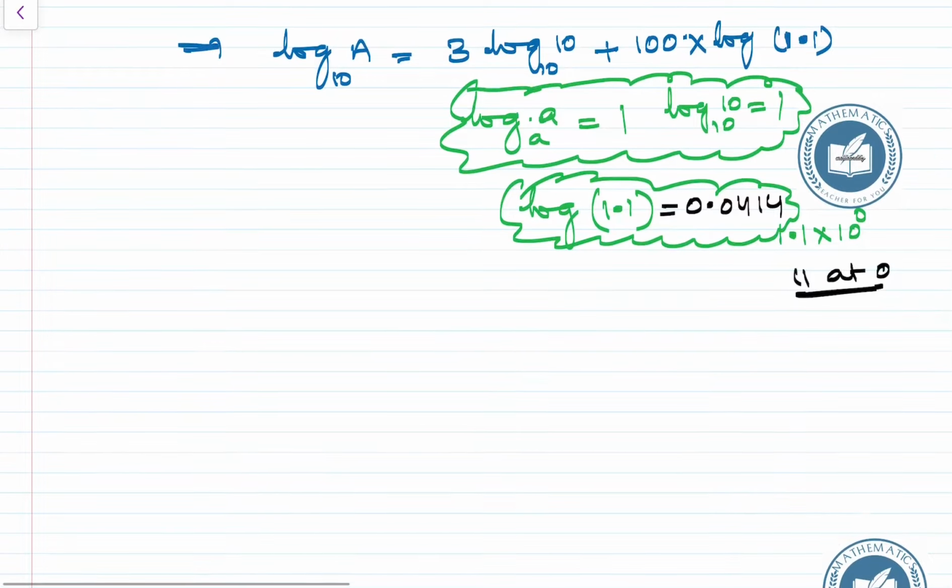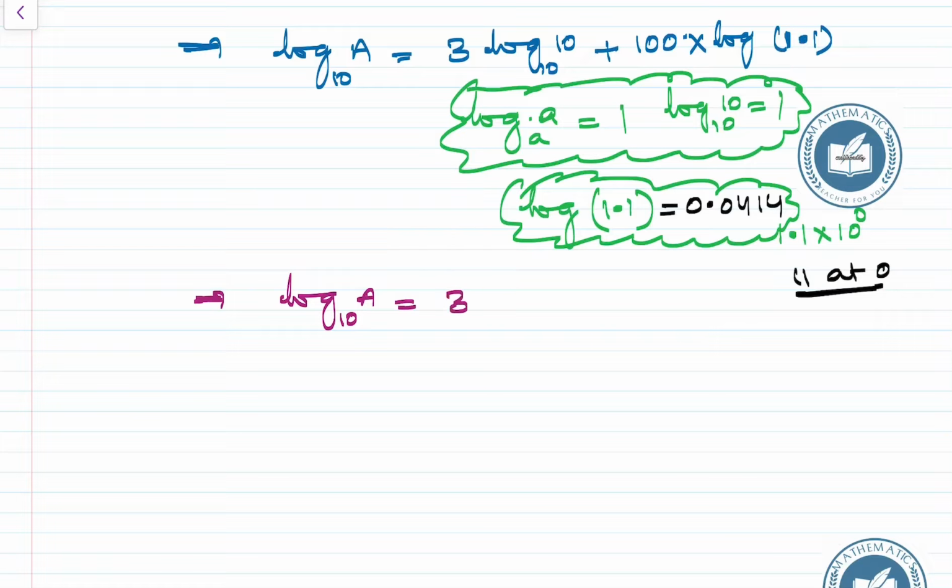Substituting these two values in this, log a base 10 is equal to 3 times 1. This is because log a base a equal to 1, log 10 base 10 equal to 1, plus 100 times the log 1.1 value, which is 0.0414.